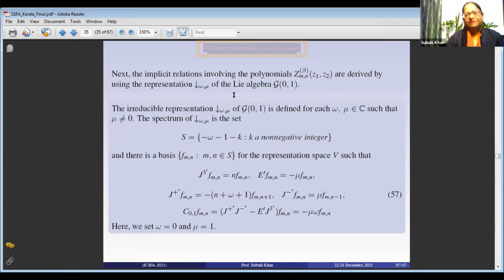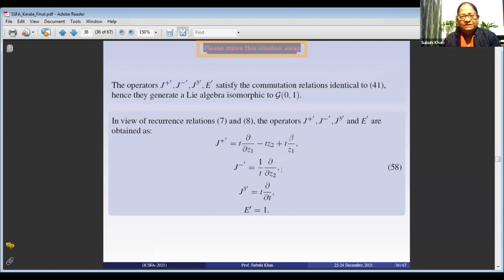Now, again, we noticed that when we fix the index m and we work with n, we interestingly observe that this polynomial is now related with another representation of the same Lie algebra, and that we have done. And in this situation, the choice for omega and mu is open to us. So here we have taken omega 0 and mu equal to 1, and that way we found these types of operators, and we observe that they satisfy the commutation relations, which are the commutation relations of the basis elements for the Lie algebra G01.